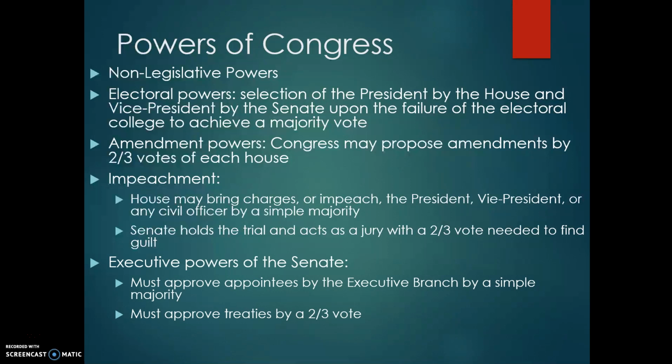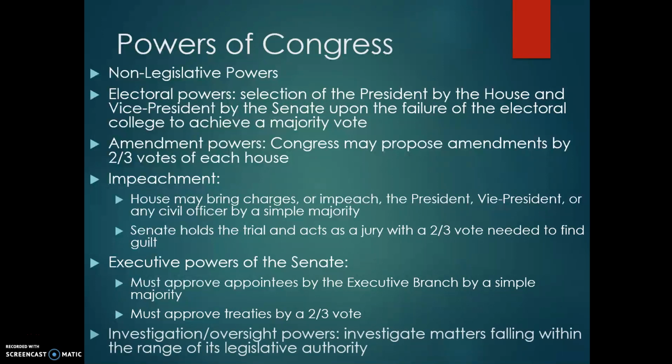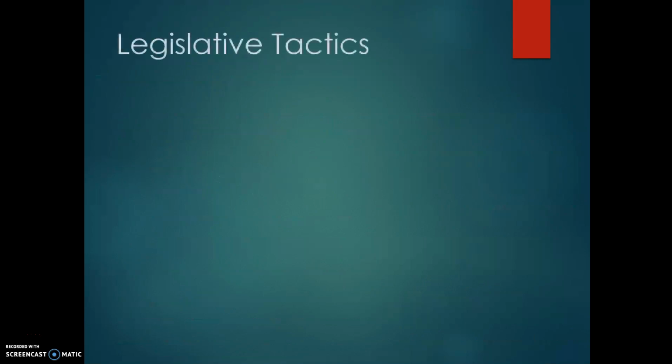The Senate must approve all appointments from the executive branch, from cabinet members up to federal judges. And they also approve treaties by 2/3 votes. And oversight is, again, a useful tool for Congress to check the executive branch and its agencies.